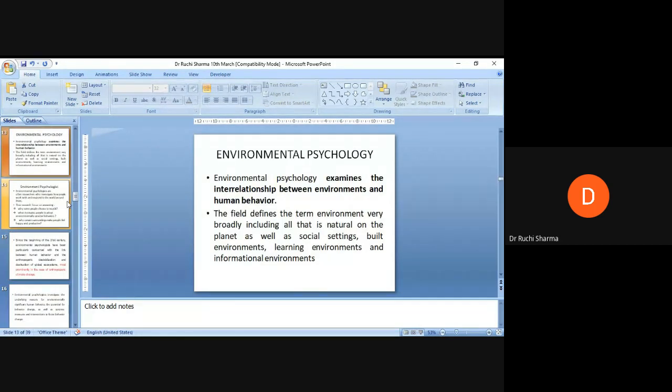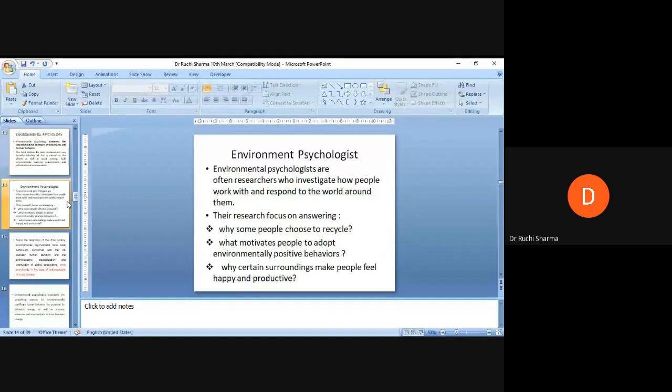There is a special branch in psychology known as environmental psychology, which studies human and environment interaction. It examines the interrelationship between environment and human behavior. This field defines the term environment very broadly, including all that is natural on the planet, like social settings, our physical environment, the learning environment, because we keep learning new things by living in society, and also informational environments.